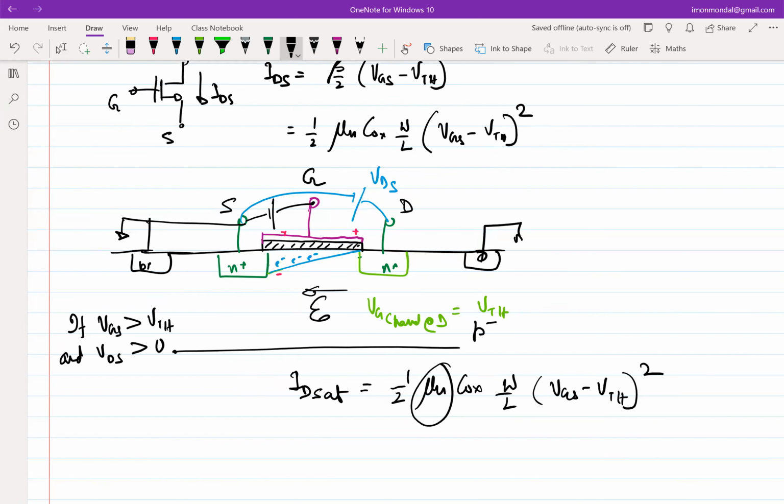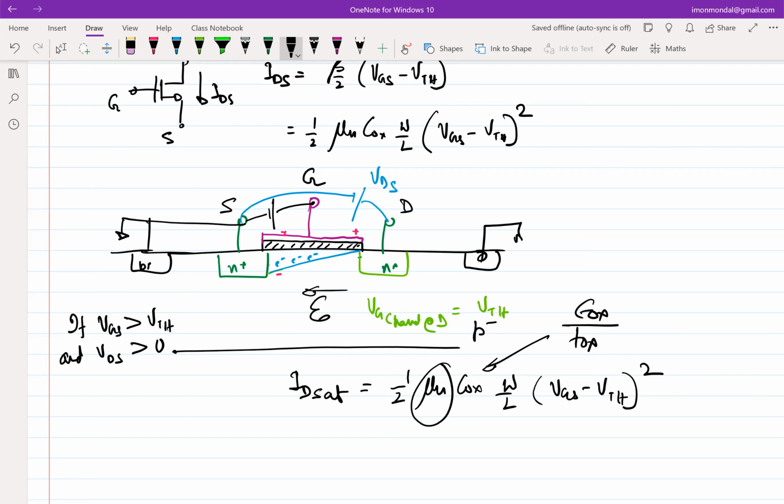Cox is, naturally, the oxide. You have an oxide layer, you have a metal on top, you have oxide in the middle, and a channel charge which acts like another metal plate. So essentially you have an oxide between the gate and the channel. So this Cox is the oxide capacitance per unit area. This is epsilon ox by Tox, not times WL.